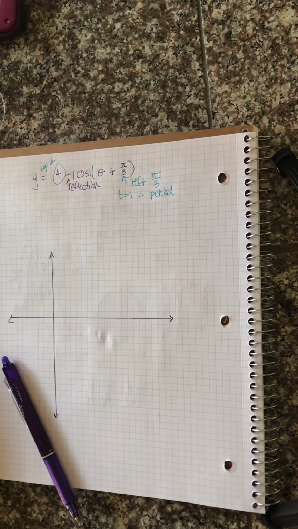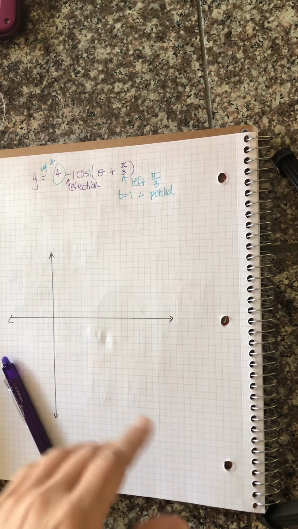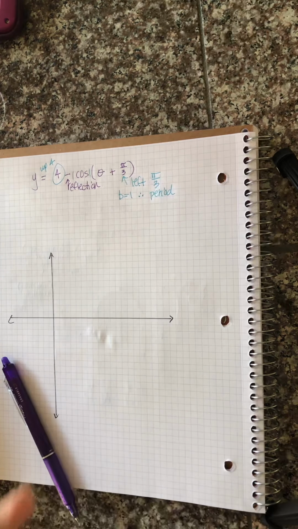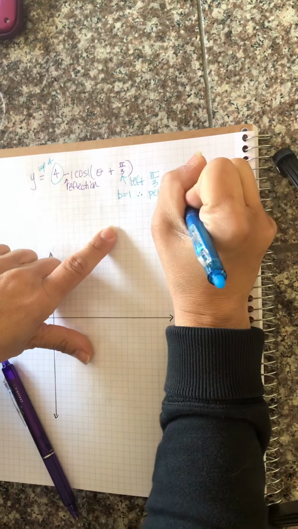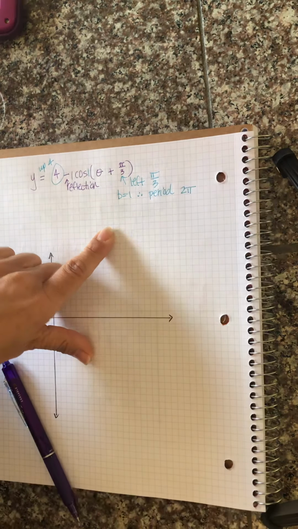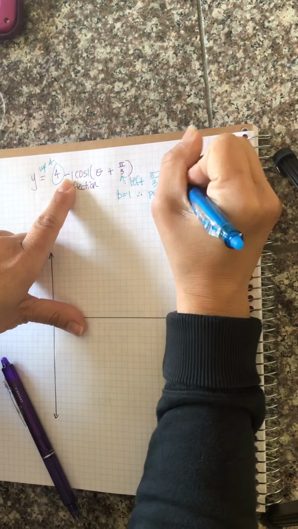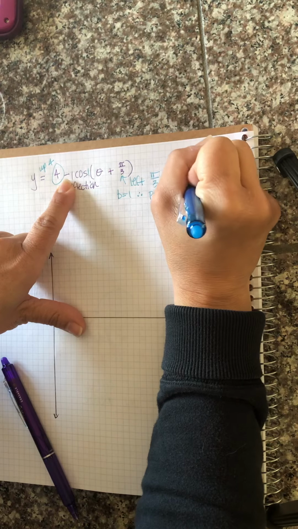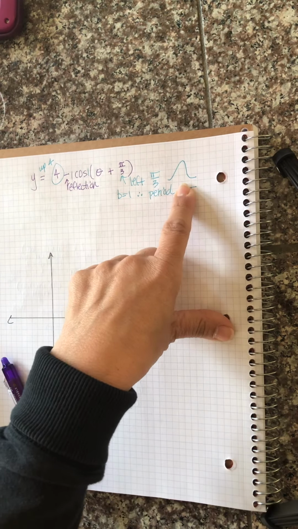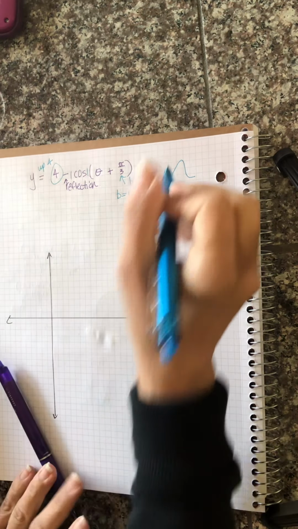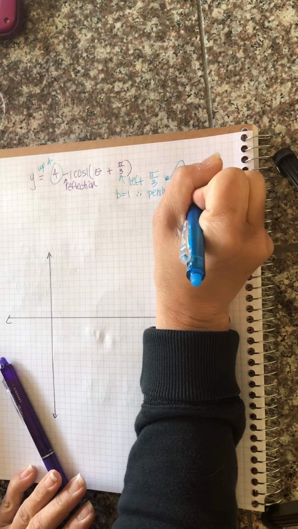In the last problem, I did 360 over B because the shift was in degrees. Here the shift is in radians, so I want to stick to radians. So if B is 1, the period is 2 pi. This is a reflected cosine curve. So when I'm all said and done, a reflected cosine curve flipped over, and the period is 2 pi. So the length from here to here is 2 pi.